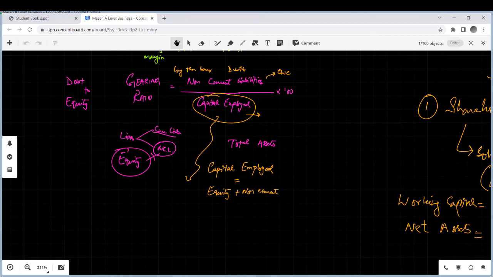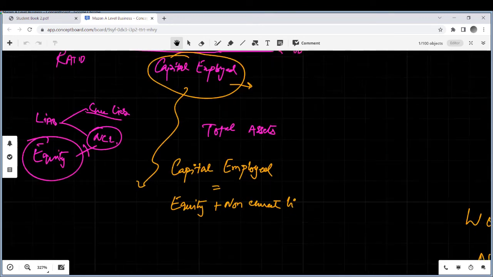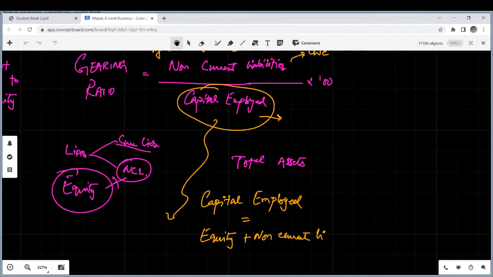Are you understanding these things, or is it all going above your head? It's a little confusing. Okay, I'll slow down a bit. The first thing is that we have to calculate the gearing ratio. How do we calculate the gearing ratio? What's the formula? Non-current liabilities divided by capital employed into 100.